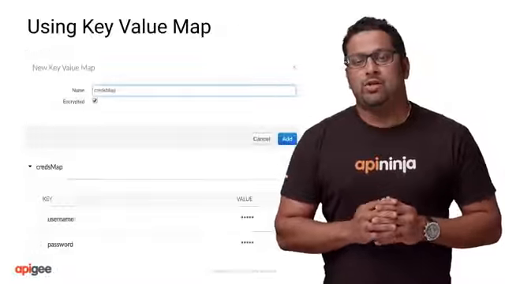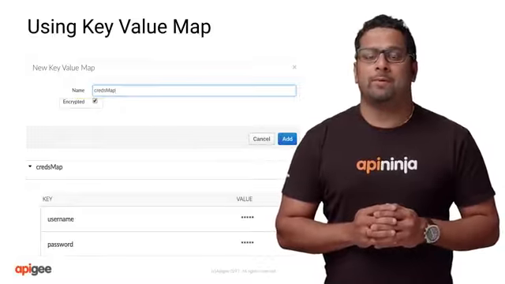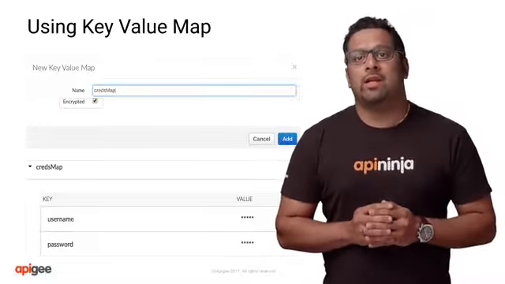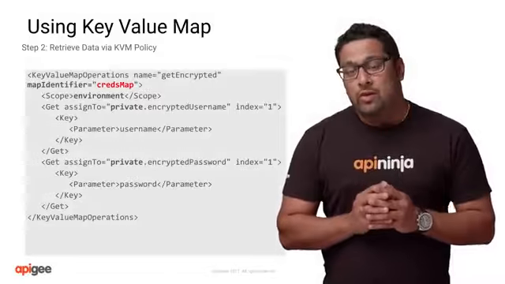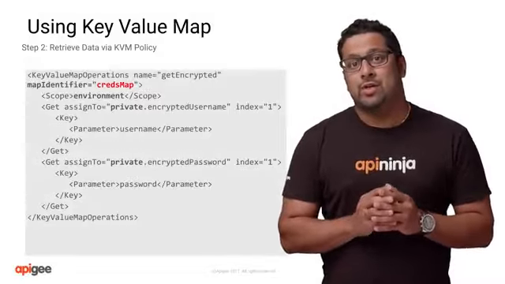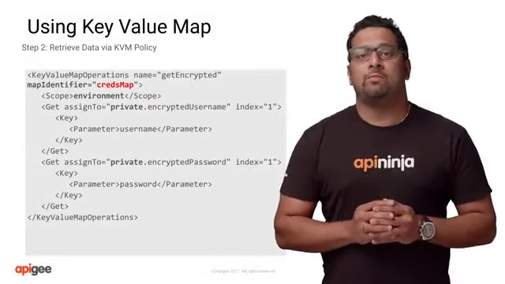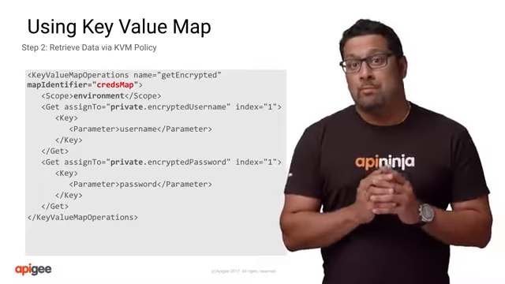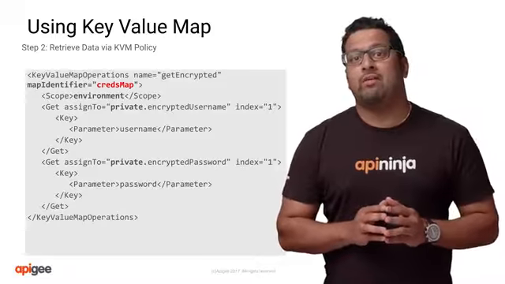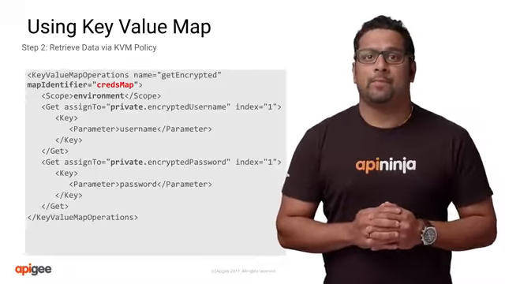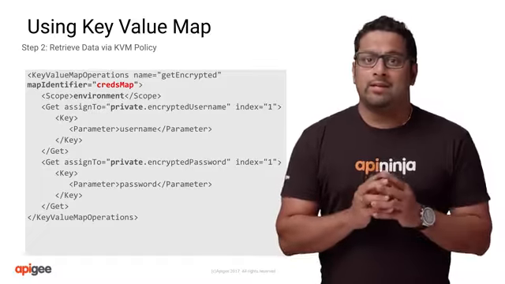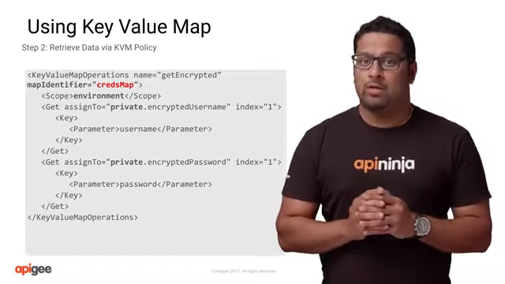The other approach is to store information in the key value maps. Since these are sensitive information, you should use the encrypted key value map. The values of the key value map can be accessed using the get operation within the KVM policy. Make sure you provide the appropriate scope map identifier, which is the name of the key value map that holds the entries.